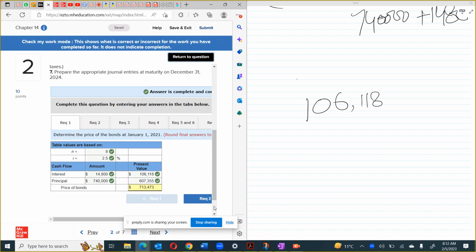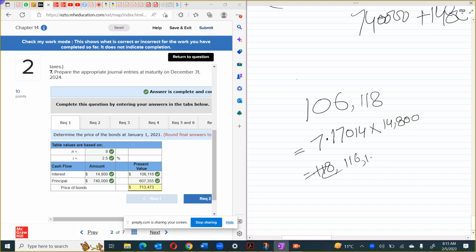Okay, so yesterday maybe you didn't give me the complete number. I don't know what the issue is. Maybe there was a problem. So what you have to do is go to the table and identify the rate in this table: 7.17014 times the annual payment, which is 14,800. So this is equal to 116,118.